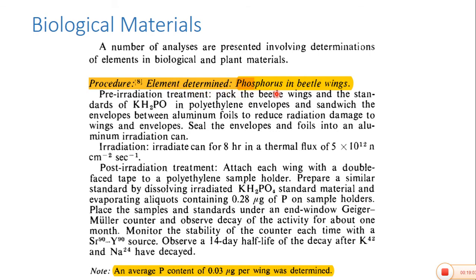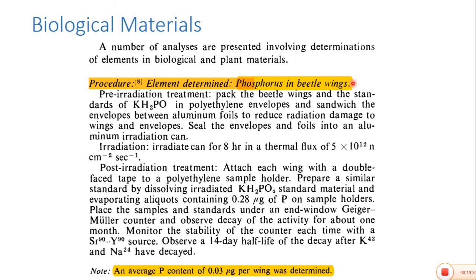The element to determine is phosphorus in beetle wings. This is very tricky and difficult to determine with common instrumentation, because of the sample issue. But with neutron activation analysis, this process is very quick, and we are able to do it excellently.